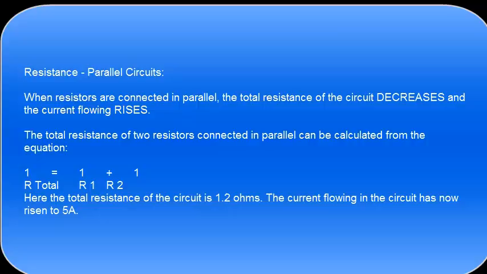Resistance, parallel circuits. When resistors are connected in parallel, the total resistance of the circuit decreases and the current flowing rises. The total resistance of two resistors connected in parallel can be calculated from the equation 1 divided by resistance total equals 1 divided by resistance 1 plus 1 divided by resistance 2. Here the total resistance of the circuit is 1.2 ohms. The current flowing in the circuit has now risen to 5 amps.